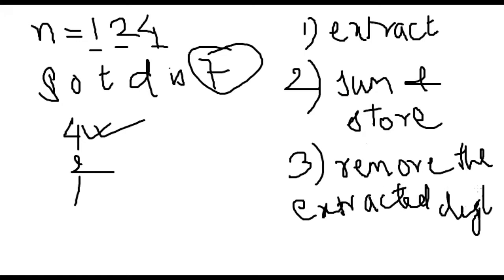So these are the 3 steps that we will be doing for the sum of the digits program. First of all, extract. Then whatever digit we have extracted, we will sum and store in one separate variable. And after that, whatever digit we have extracted, we will simply remove that digit. For this we need a loop, because all these 3 steps we will be doing inside a loop. And this time our loop is not going to be a for loop. It is going to be a while wend loop.